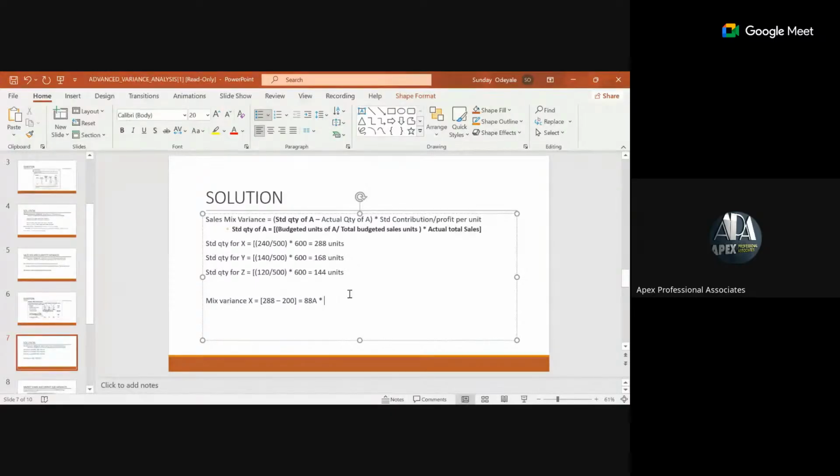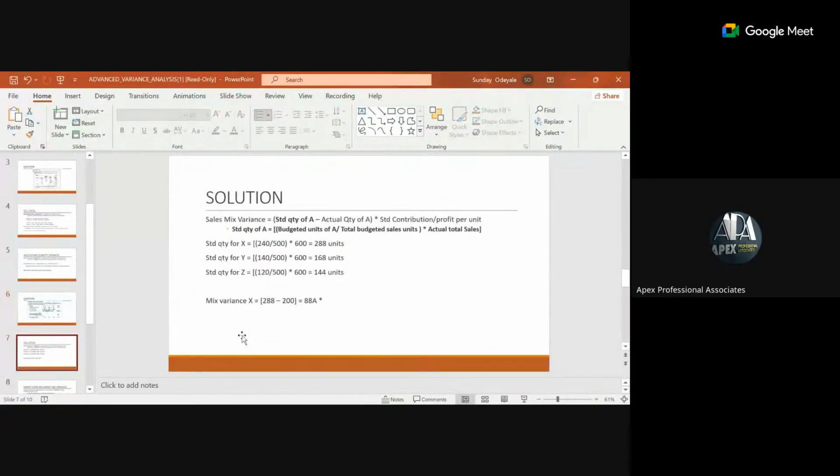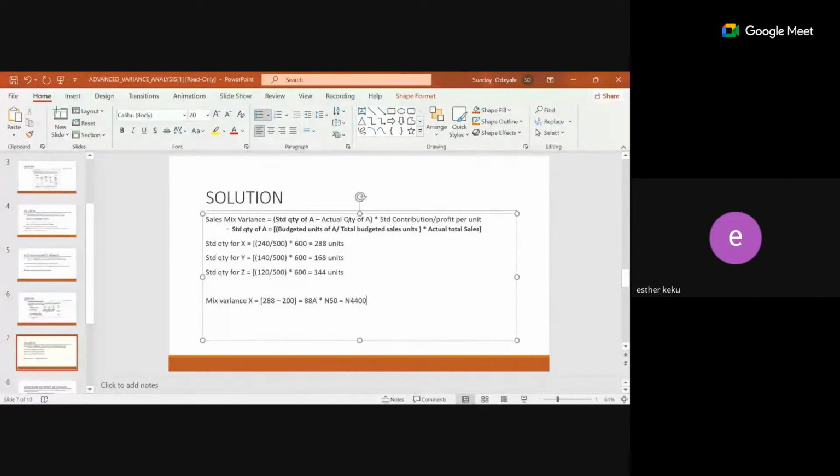Now multiply by your standard contribution per unit. So look for your standard contribution per unit. They've given us on the second row. The contribution per unit is 50. So how much is that going to be? 88 times 50 is 4,400.